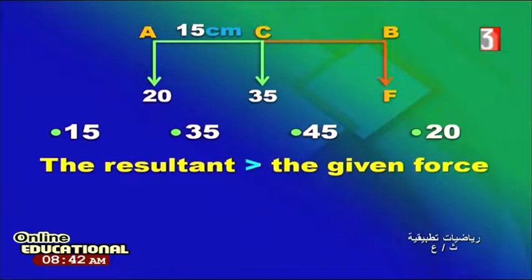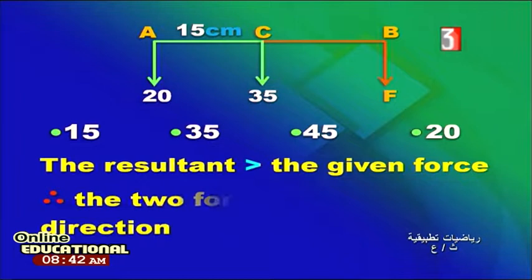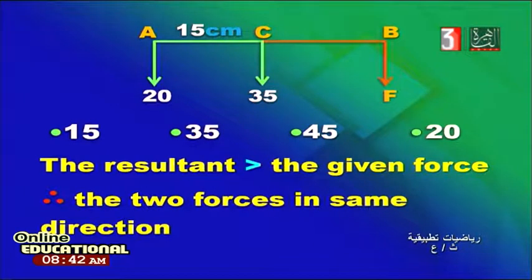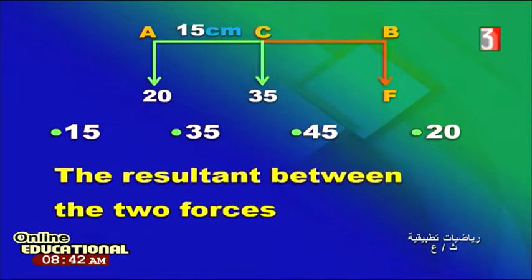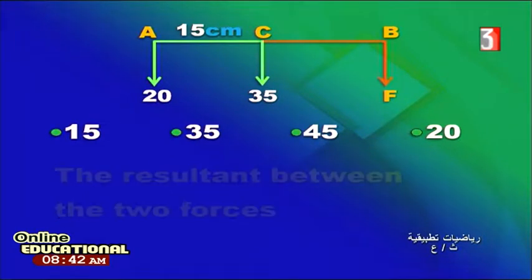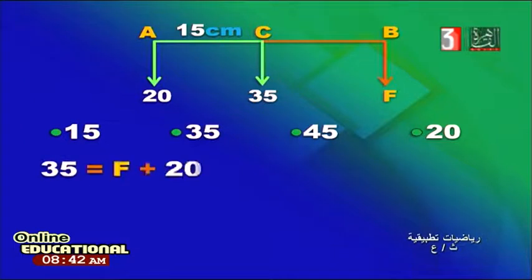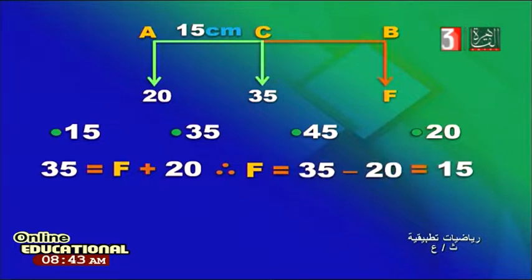The resultant is more than the given force. Then the two forces are in the same direction. When the resultant is more than the given force, we deduce the two forces are in the same direction. The resultant between the two forces: 35 equals F plus 20. The value of F equals 15 Newton.